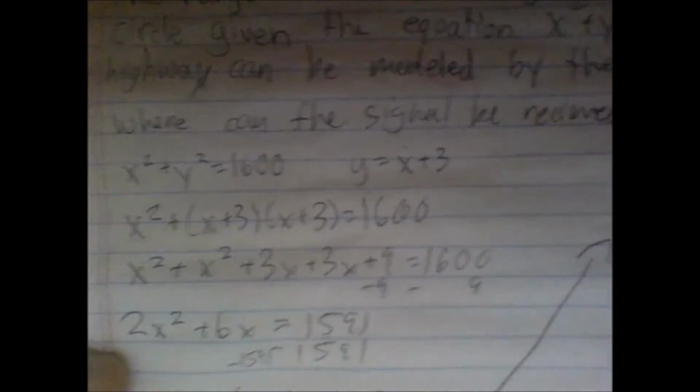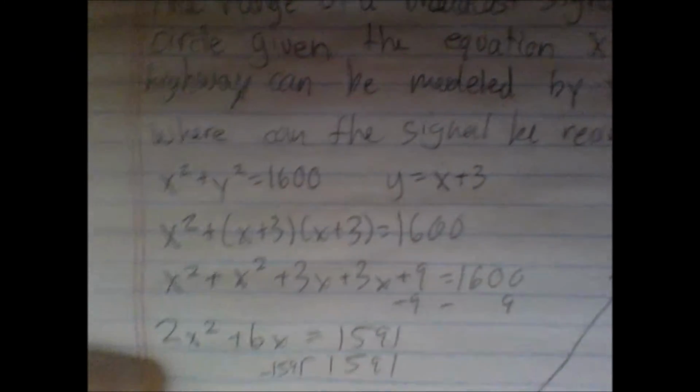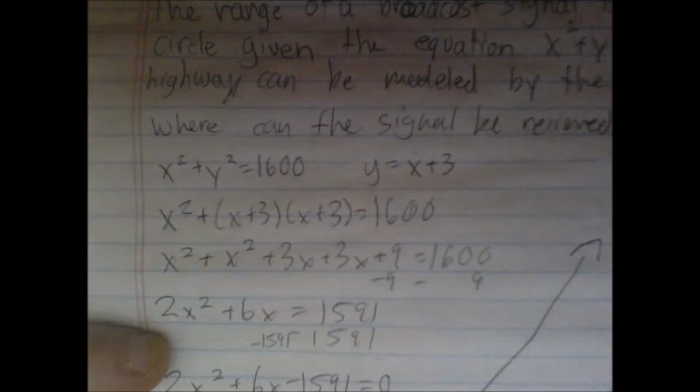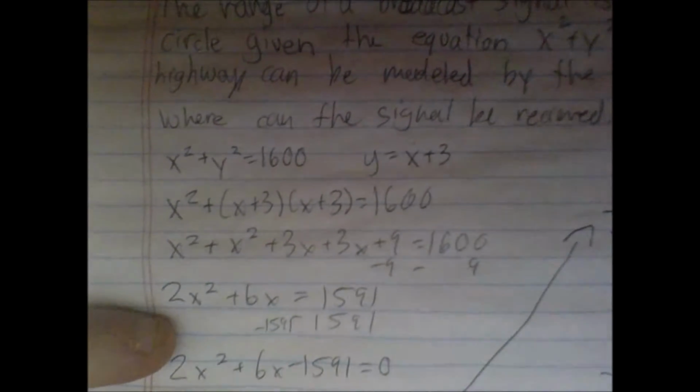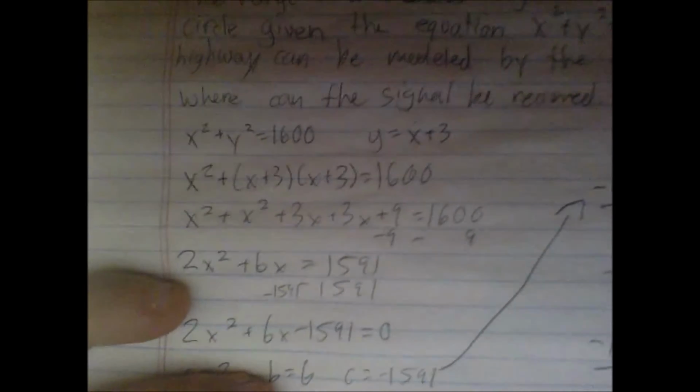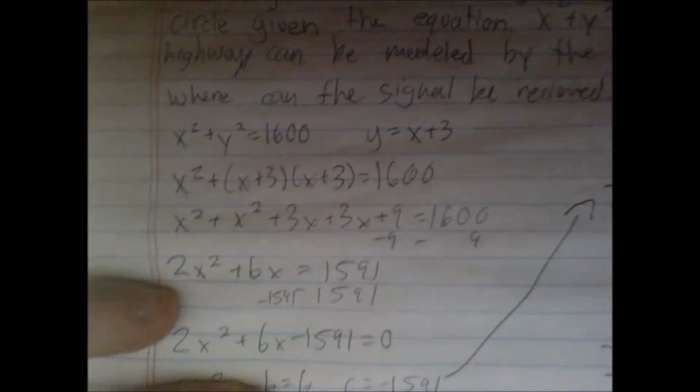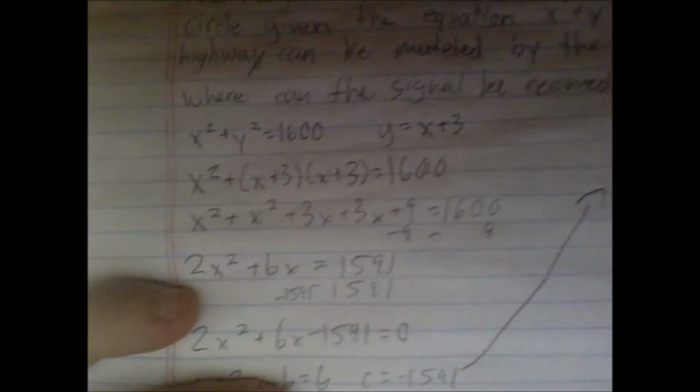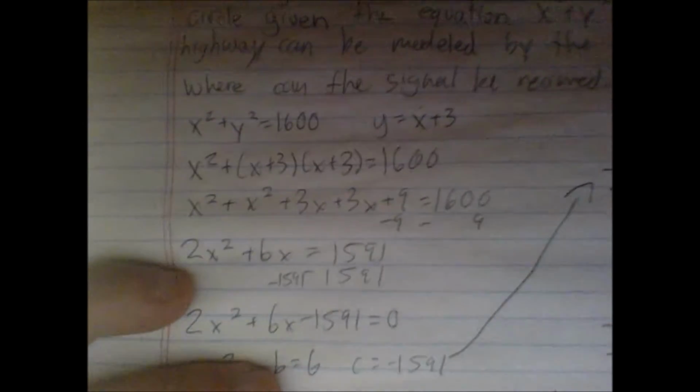Alright, so we have x squared plus y squared equals 1600, and we have y equals x plus 3. So we're going to substitute x plus 3 for y, so we get x squared plus (x plus 3) times (x plus 3) equals 1600. And then we multiply it all out, and we get x squared plus x squared plus 3x plus 3x plus 9 equals 1600. We subtract 9 from each side to get 2x squared plus 6x equals 1591. Subtract 1591 from each side to get 2x squared plus 6x minus 1591 equals 0.